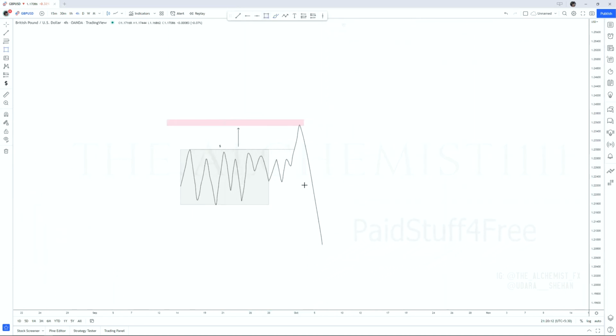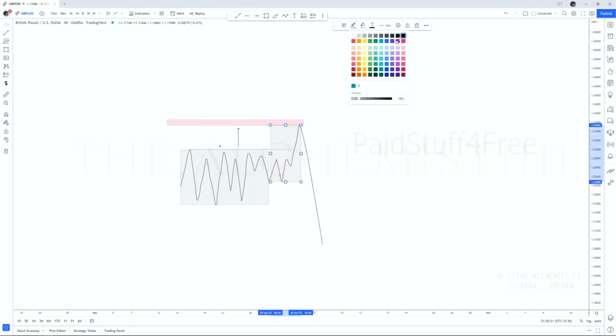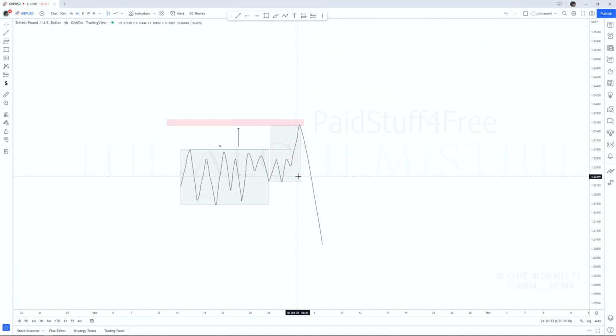ICT calls this by a nice name. You know what it is? The Judas swing. This is what we call the Judas swing: the false run in the opposite direction after the New York midnight time. He tells you the meaning behind it is like taking sheep into a slaughterhouse. Everyone starts to buy this, but when London opens, it reverses. So can you understand this? Hope it's clear.